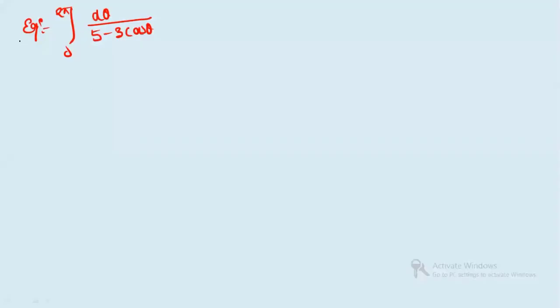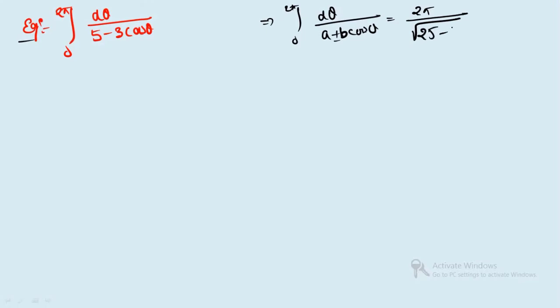What is the first question here? It is integration 0 to 2 pi, d theta by 5 minus 3 cos theta. First I will do it directly, using the formula for 0 to 2 pi d theta by a minus b cos theta. The answer is 2 pi by root over a square minus b square. a square is 25, b square is 9, so from here you will get 2 pi by root 16, which is 4. That means the answer is pi by 2. So this is the shortcut. You can just use the formula.